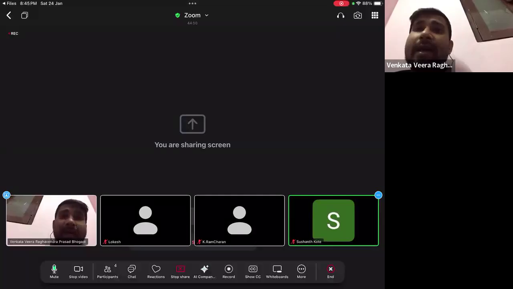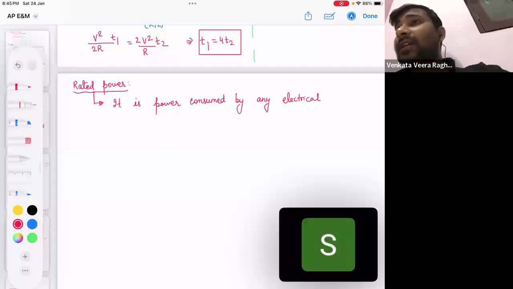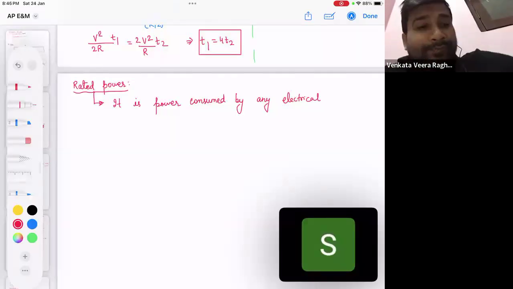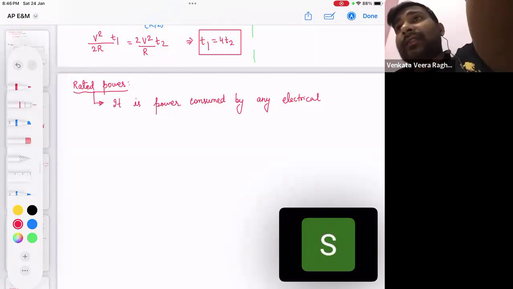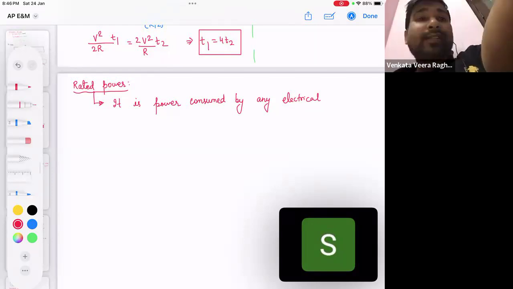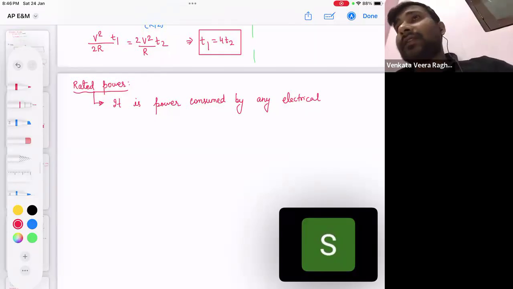When will that power consumption happen? If that appliance is used exactly as per the written voltage, as per the mentioned voltage. Understood? But if you connect it in a circuit where the voltage is not the same as mentioned, then it will not consume the same power. It will consume maybe more, maybe less. If it consumes less, it is safe. But if it consumes more than the rated power, that appliance will burn out. The bulb gets fused sometimes when a very high voltage suddenly comes. That is because the power in the bulb exceeded the rated power.